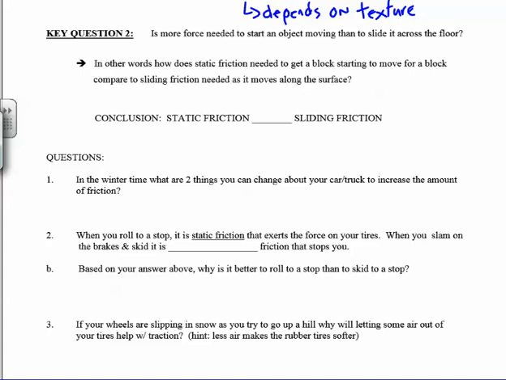Lastly, from the lab, is more force needed to start an object moving than to slide it across the floor? What we're really talking about is static friction versus sliding friction. In other words, how does the static friction needed to get a block starting, that's the definition of it, compare to sliding friction, which is needed just to move it along a surface? From your data, it should have been pretty clear, especially as the weights kept going up and up, that static friction is always greater than sliding friction, which means you need more force to get something started than to just slide it along.